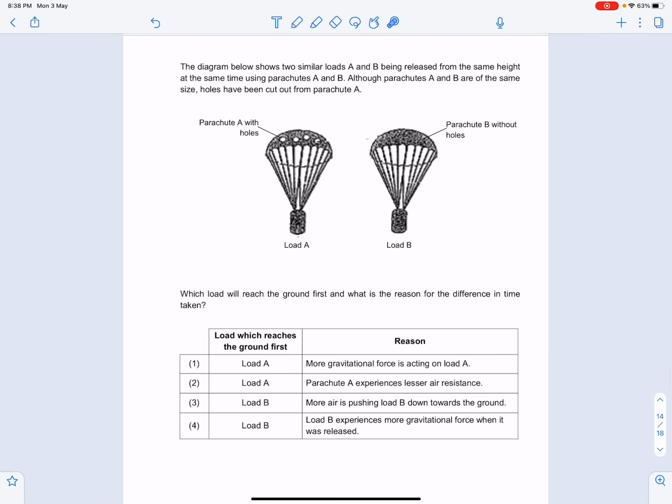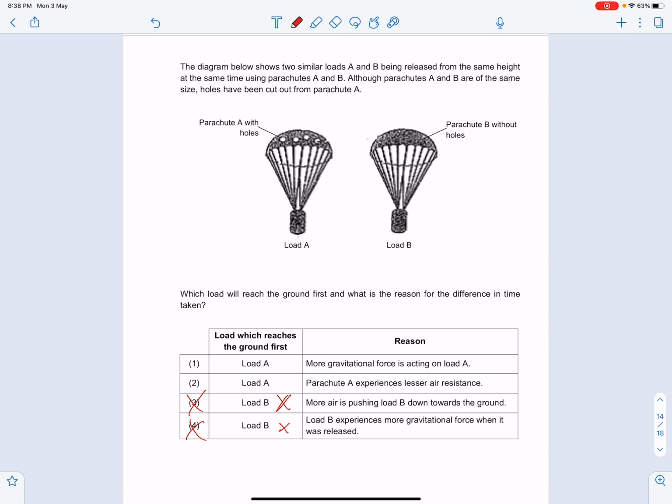Which load would reach the ground first? Now, we know that this is a question on air resistance. The larger the surface area, the larger the air resistance. So B has no holes, therefore the air resistance acting against it, causing it to be longer in the air, is actually greater compared to parachute A, which has holes. So the holes actually reduce the surface area of the parachute. Because of that, the one that reaches the ground first would actually be load A. So we can go right ahead and cancel anything that says load B.